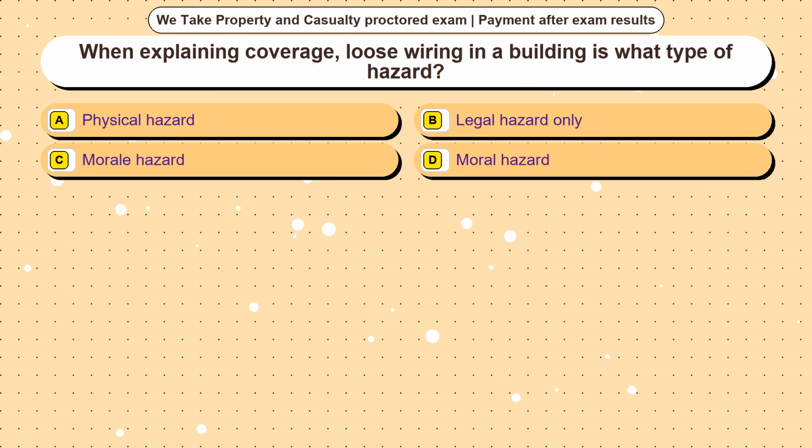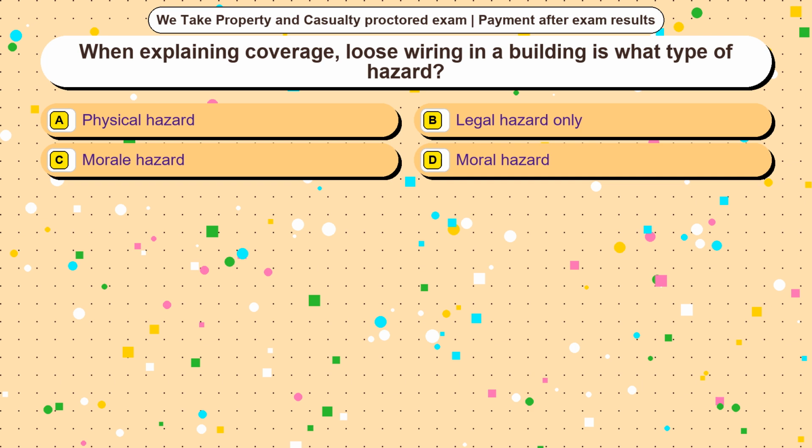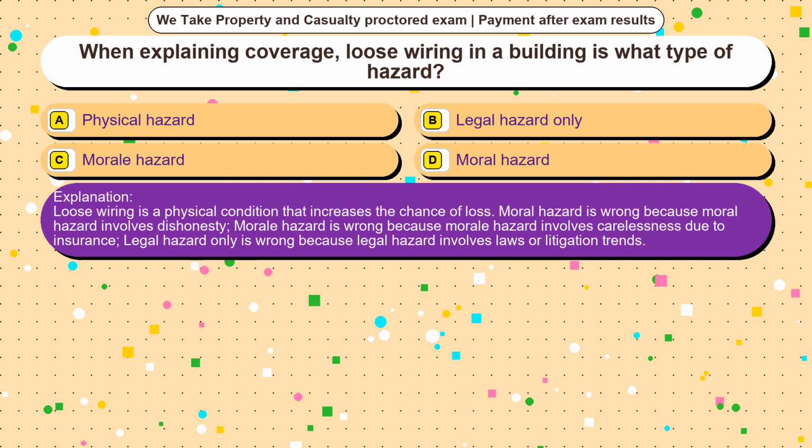Question 18. When explaining coverage, loose wiring in a building is what type of hazard? Option A, physical hazard. Option B, legal hazard only. Option C, moral hazard. Option D, moral hazard. The correct answer is option A. Loose wiring is a physical condition that increases the chance of loss. Moral hazard is wrong because moral hazard involves dishonesty. Moral hazard is wrong because moral hazard involves carelessness due to insurance. Legal hazard only is wrong because legal hazard involves laws or litigation trends.